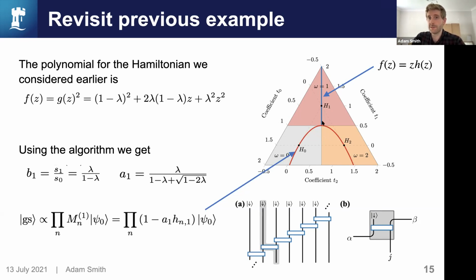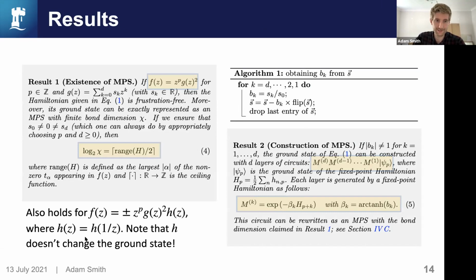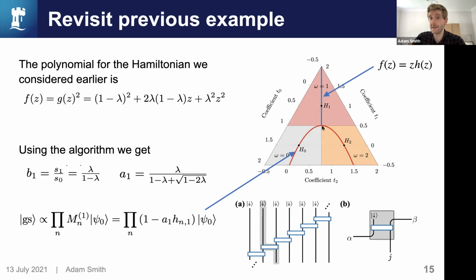One extra thing our result tells us that wasn't in the previous example is that there is another line, this blue line, which is also MPS solvable. And this is because it actually factorizes like so. We have z times h of z, where h had this property that I told you about, h of z equals h of 1 over z. And in this case, the ground state is just this cat state all along this blue line.